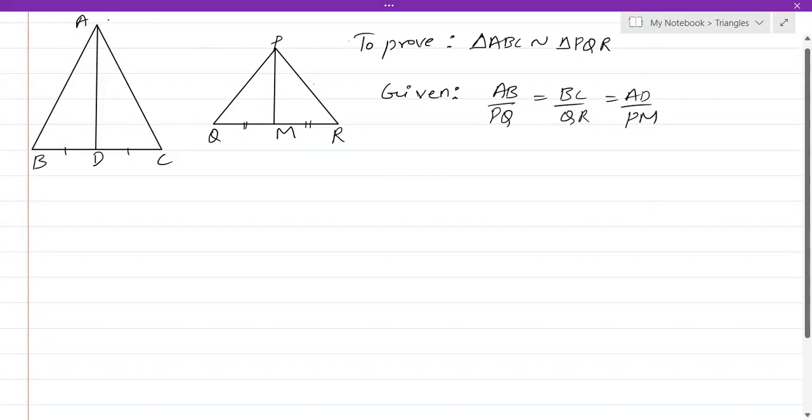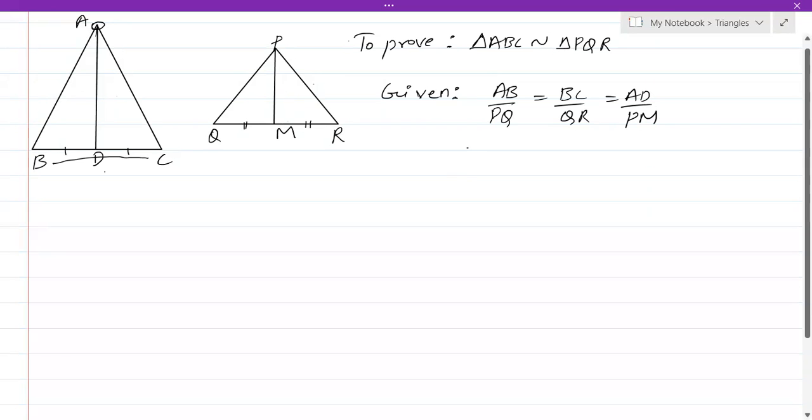Okay. And AD is a median. What do we mean by median? It is a line from the opposite vertex. Suppose for the side BC, if you want to draw a median from the opposite vertex, that is A, from there we have to draw a line which joins the midpoint of BC. So D is the midpoint. Meaning BD will be equal to DC. Same thing with PM. PM is also a median. If PM is a median, M will act as the midpoint. We have to remember that.